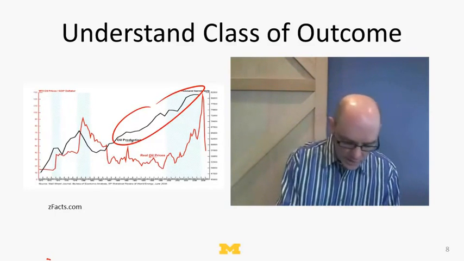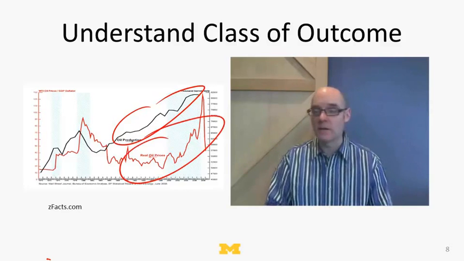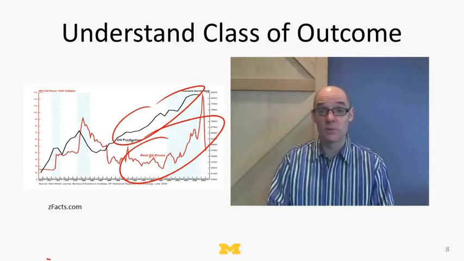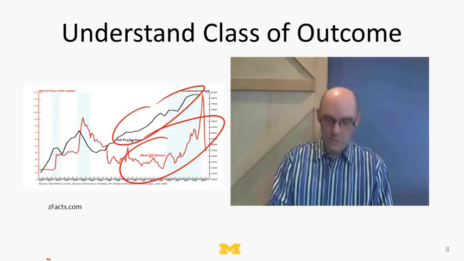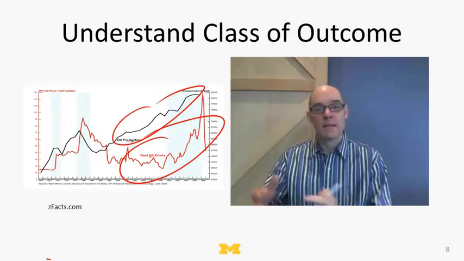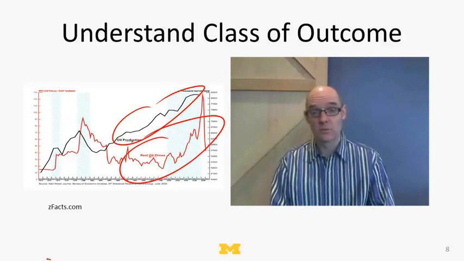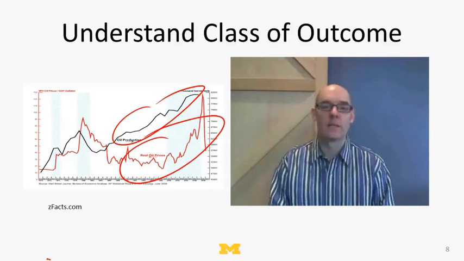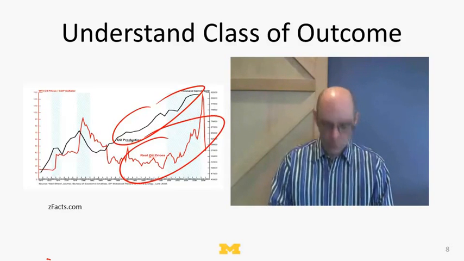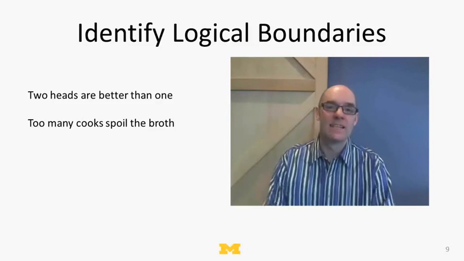But if you look at the price of oil, which is down here, that's just crazy. It's completely unpredictable. It's what we'd call complex. It's not random, right? But it's complex. So if you construct models of these two things, we can see why total production of oil goes up and why the price of oil is so hard to understand. Okay. Next, identify logical boundaries.